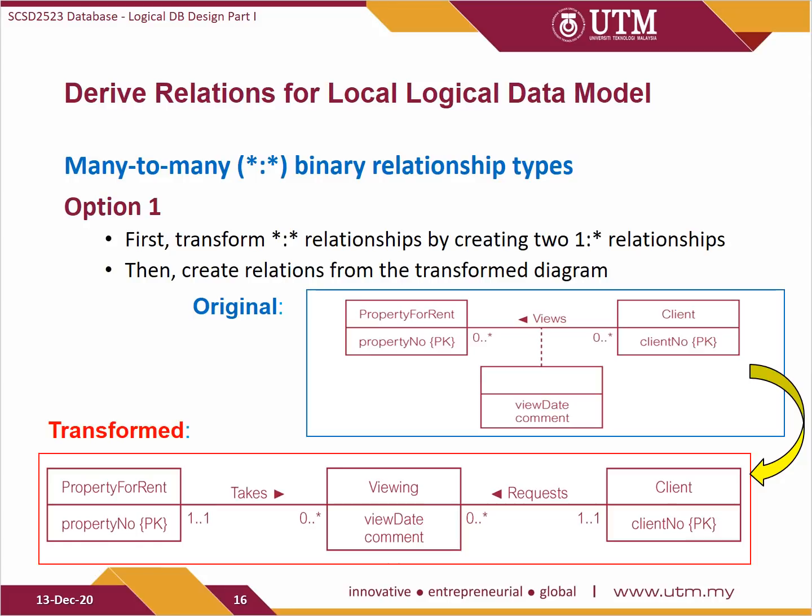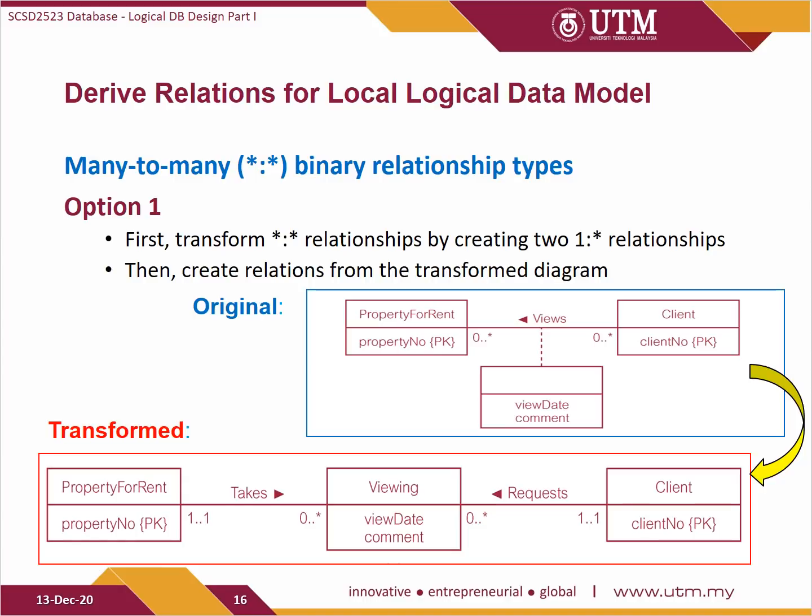Okay, now we discuss many-to-many binary relationship types. There are two options that we can consider in order to derive relations for this type of relationship. For option 1, please consider the many-to-many relationship, client views property for rent, shown in the original figure here. In this example, the views relationship has two attributes called view date and comment.